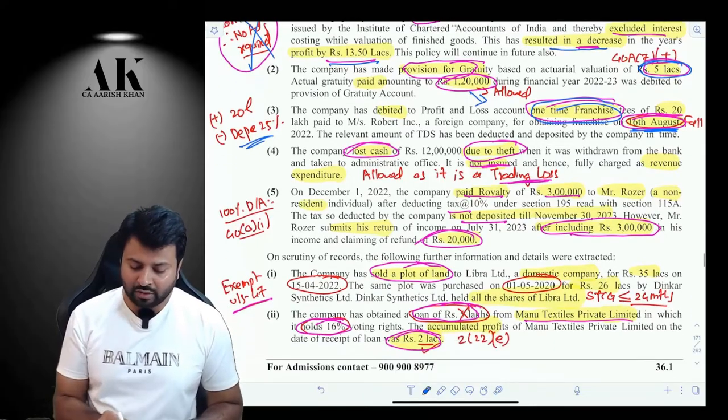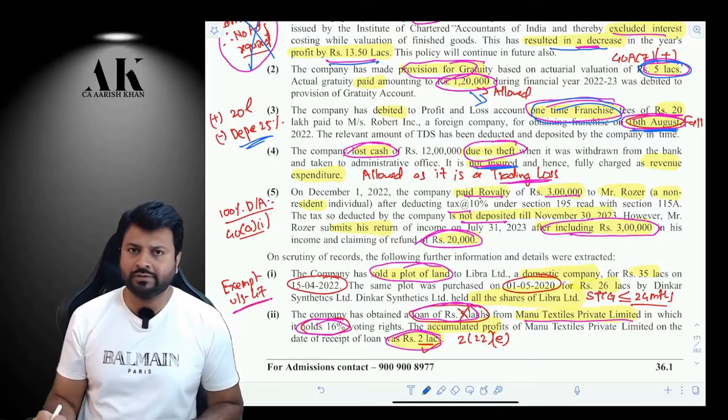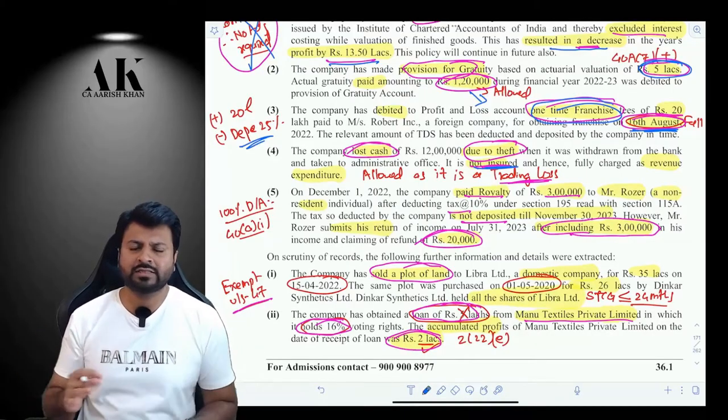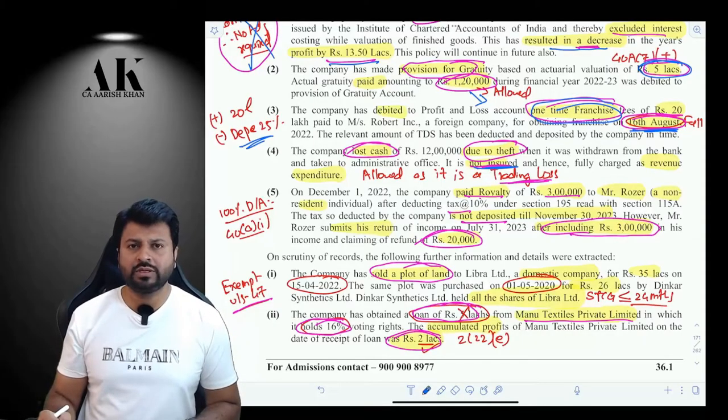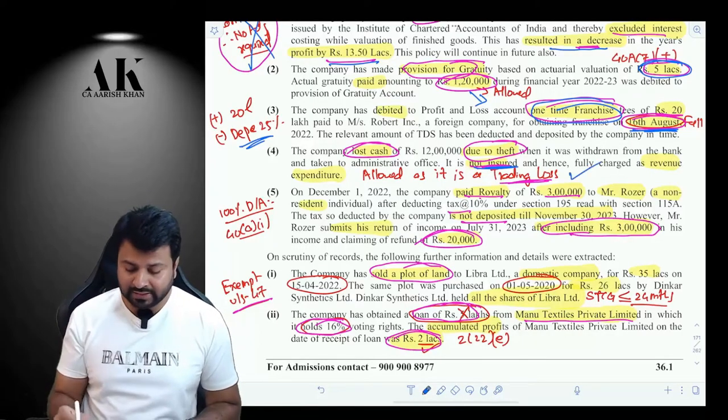Next, there is some cash loss by theft, and the company has not insured that particular cash. Cash loss by theft, cash loss by fire, etc. are all revenue losses, trading losses, which will be allowed as deduction as per the Supreme Court judgment of Badridas Daga versus CIT. Therefore, this will be allowed as deduction.